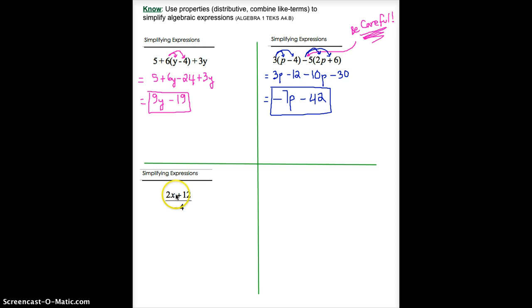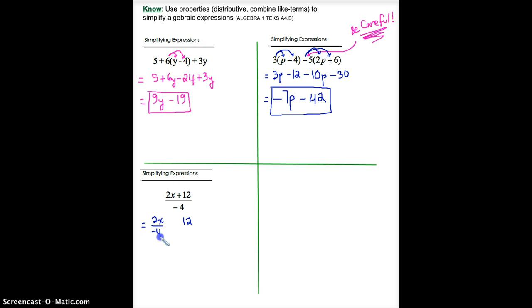Let's take another example. Sometimes our expression does not have the distributive property, but sometimes it's written like this: 2x plus 12, all divided by negative 4. What this means is everything on the numerator is being divided by negative 4 individually. With that being said, what you can do is take each term on the top, which is 2x and 12, and divide those individually by -4.